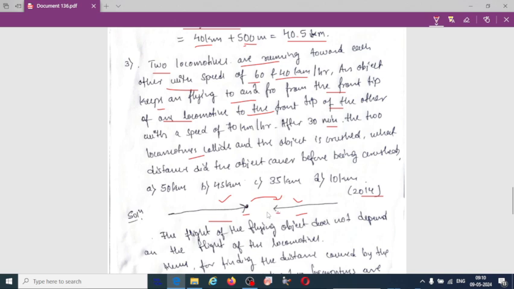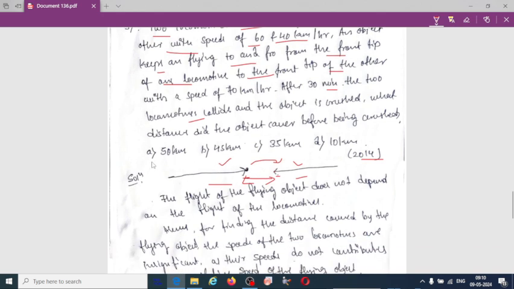After 30 minutes, these two are going to collide. Okay. When the collision happens, the object is being crushed. When it is moving from front to back, back to front, to and fro, at what distance it is going to be crushed, we have to calculate. The options have been given.